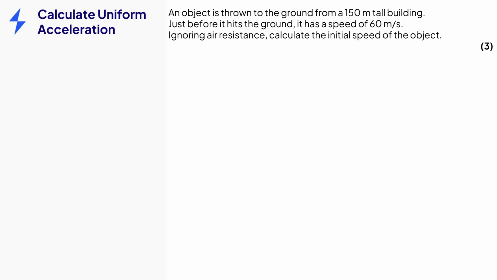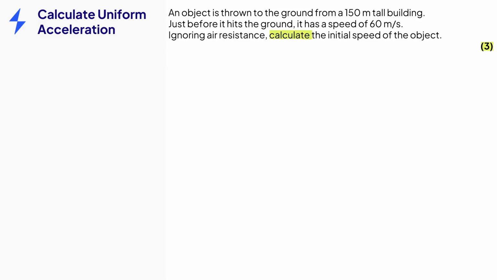This is one of the trickiest questions you're likely to find on this topic. Let's dive in. An object is thrown to the ground from a 150 meter tall building. Just before it hits the ground, it has a speed of 60 meters per second. Ignoring air resistance, calculate the initial speed of the object. This is a 3-mark calculation question.